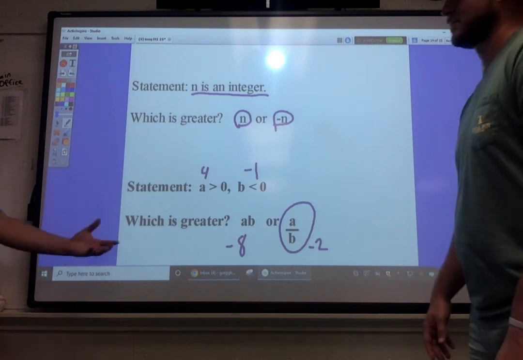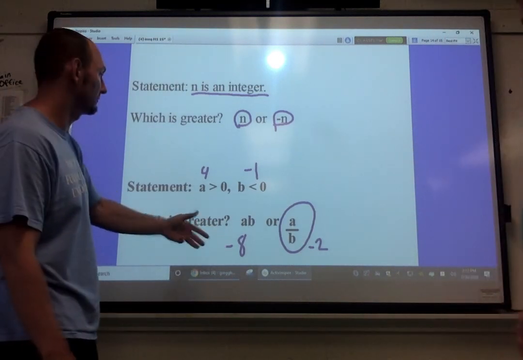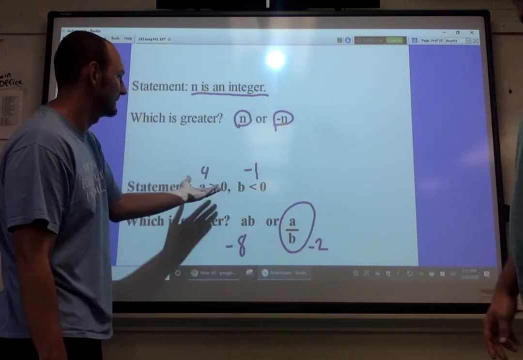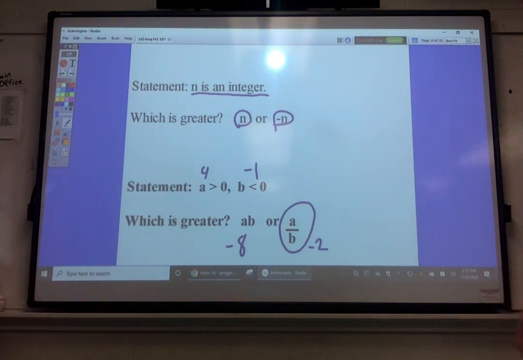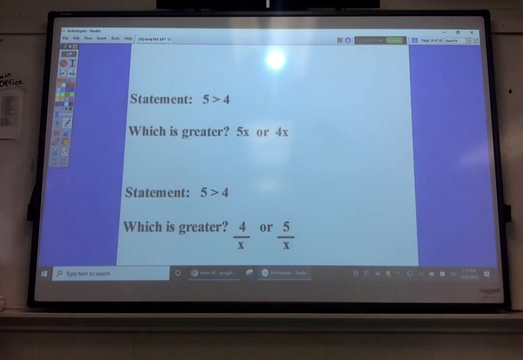So there's not enough information here to know. We can't know which is greater. We know probably that one will be greater most of the time, but clearly right here it's a tie. They're equal to each other. That's a very tricky one. Tricky. Yeah.